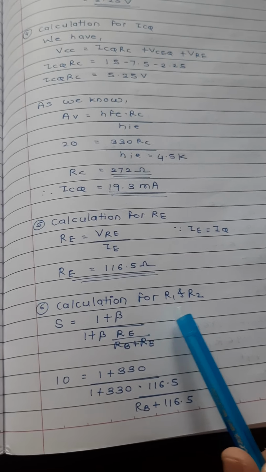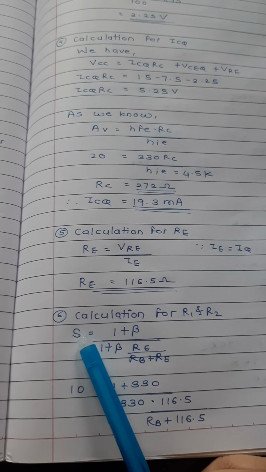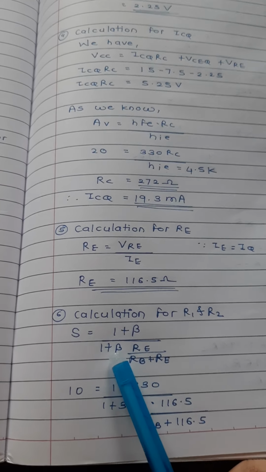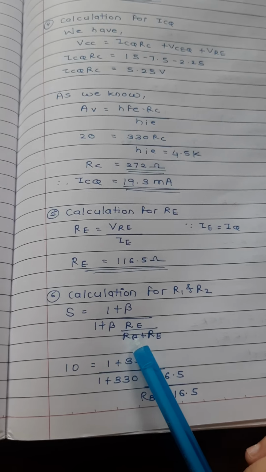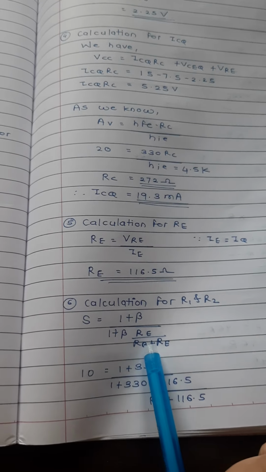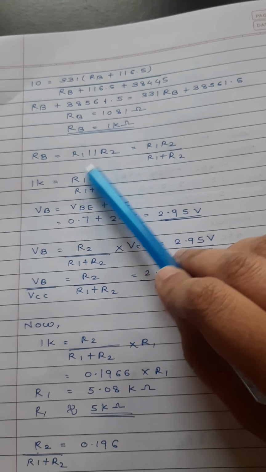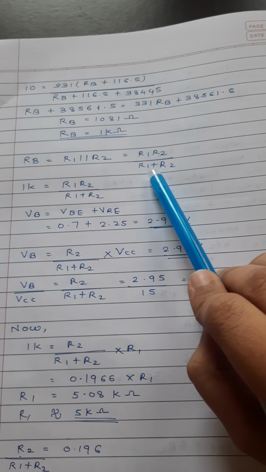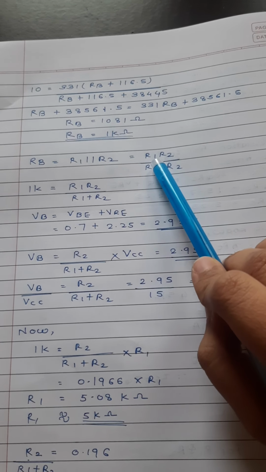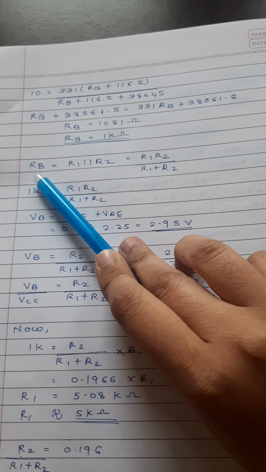To find R1 and R2, we use the formula of stability factor, which is S equals 1 plus beta upon 1 plus beta into RE upon RB plus RE. Without RB, we have all the values. Putting in all the values, we get RB as 1 kilo ohm. RB equals R1 parallel R2. Parallel means R1 into R2 upon R1 plus R2. So R1 parallel R2 comes as 1K, which is RB.